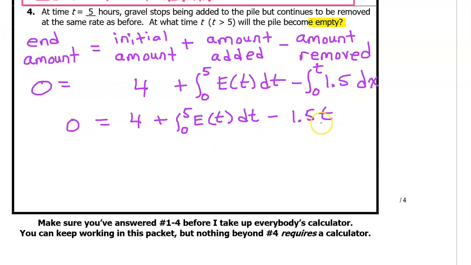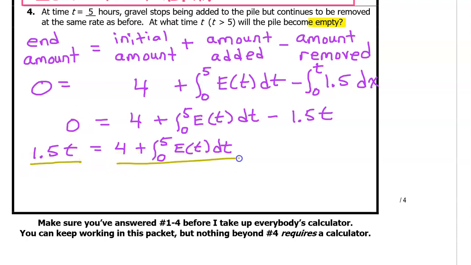Finally, we need to solve this for t to find how many hours it will take for the pile to be empty. Let us add 1.5t to both sides of the equation. So now we have this. Finally, we need to divide both sides by 1.5. That will give us the value of t.